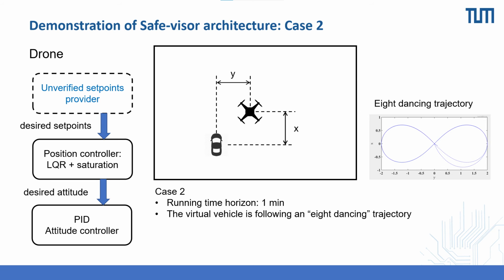In case 2, we deploy the same unverified controller, but in this case, the virtual vehicle is following an 8-shaped dancing trajectory like this. Here is the demonstration.